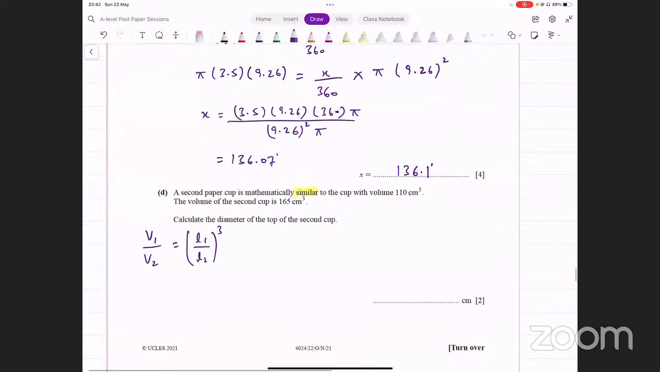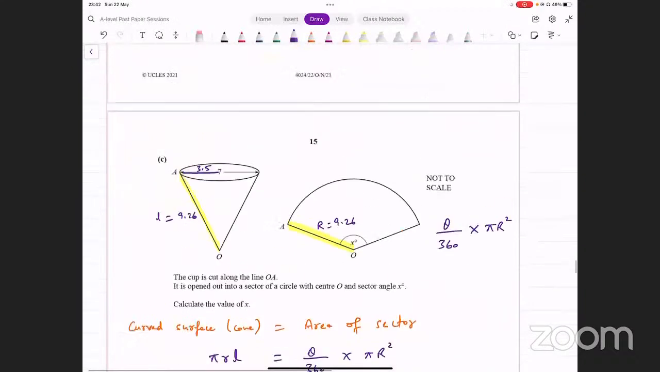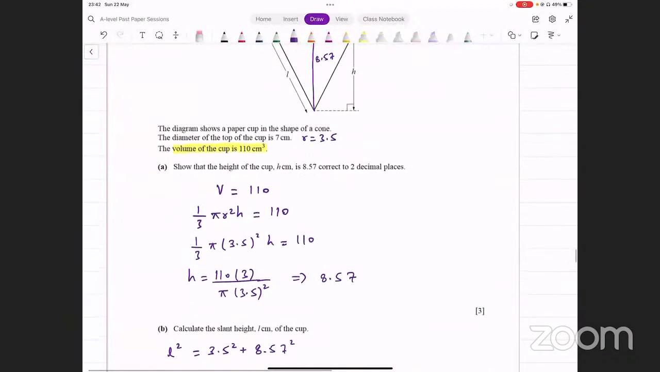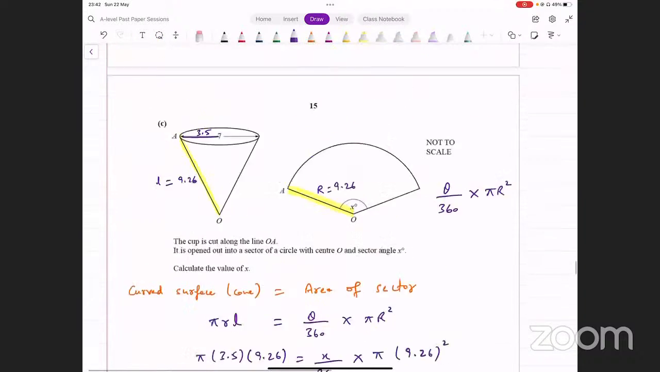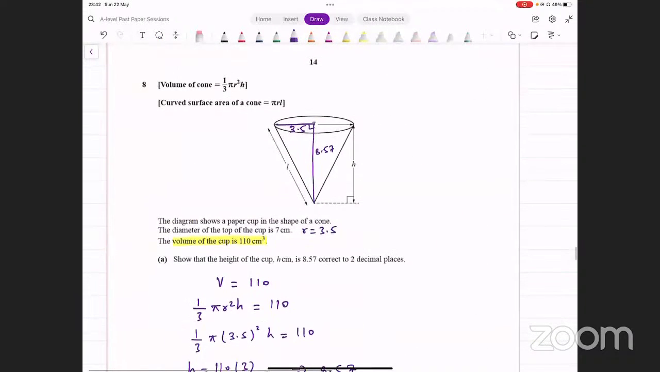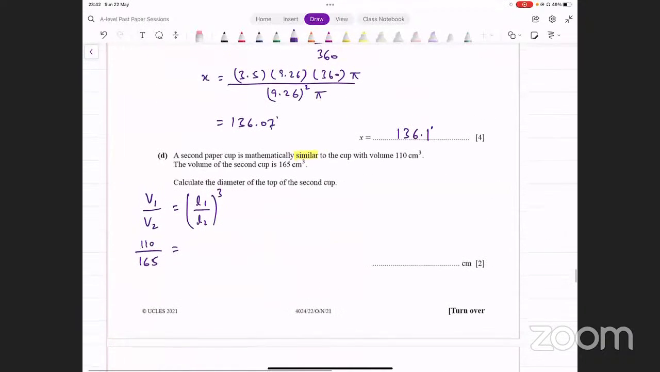ठीक है? तो ऊपर वाला वॉल्यूम 1 था, उसकी हमारे पास वैल्यू कितनी थी? 110 over 165. This is volume 2. That equals ऊपर वाले का diameter. Diameter is the length, right? Diameter is the length from that cup. तो वो कितना था? 7 था. So we got 7 over diameter of the second cup. We don't know what that is.